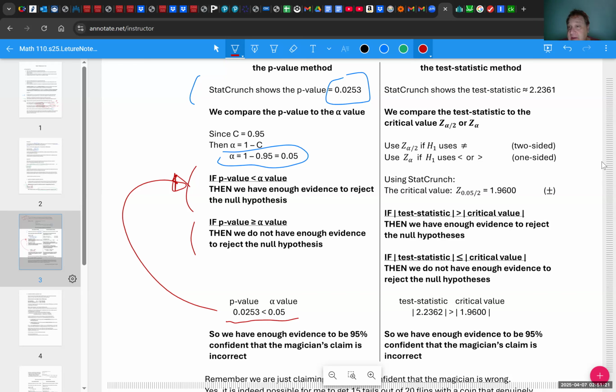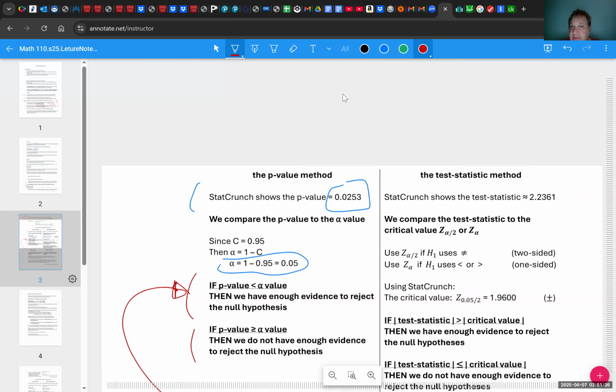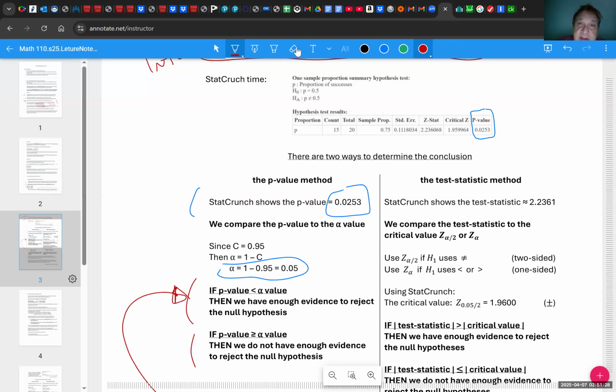Let's do the same thing with the test statistic method. All right, so back up here so you can see the readout. Let me get rid of this p-value thing. So the next method is the test statistic method. So the test statistic is the z-stat right here. So the z-stat value is 2.2361. That's the z-stat up here in our readout. And to do the test statistic method, we compare the test statistic to the critical value.